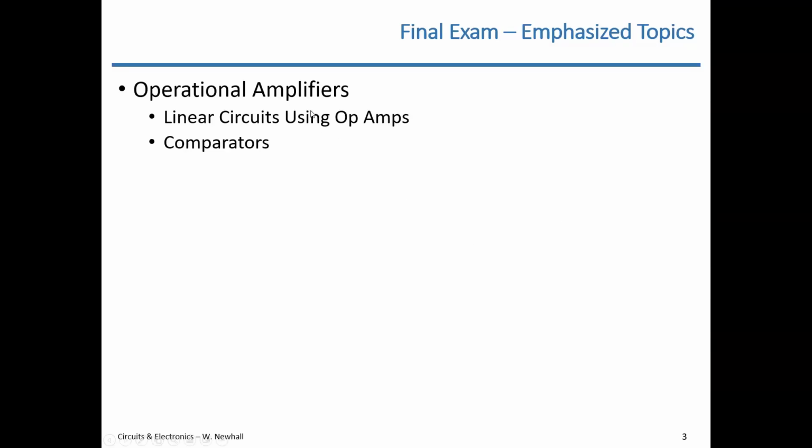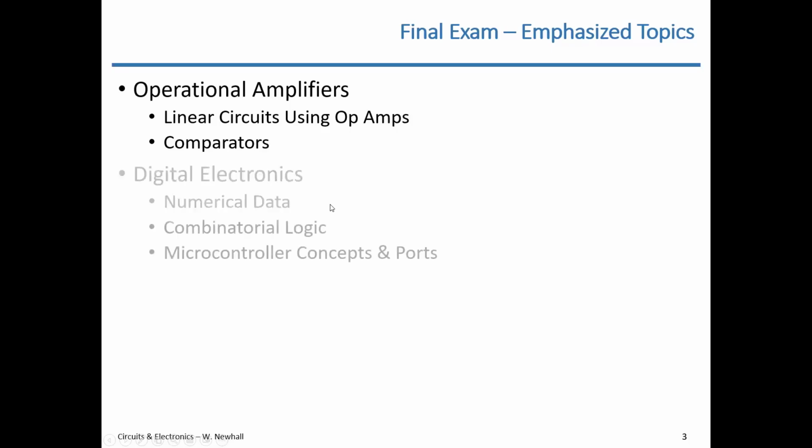Operational amplifiers will be covered on the final exam. We talked about linear circuits using op amps. The linear op amp circuits have negative feedback. So if you see negative feedback in a circuit, then it's a linear op amp circuit. If you don't see negative feedback, it's a comparator circuit, okay?